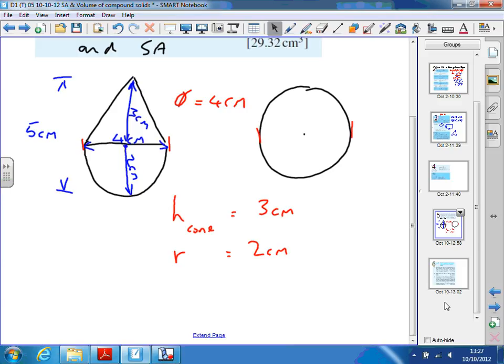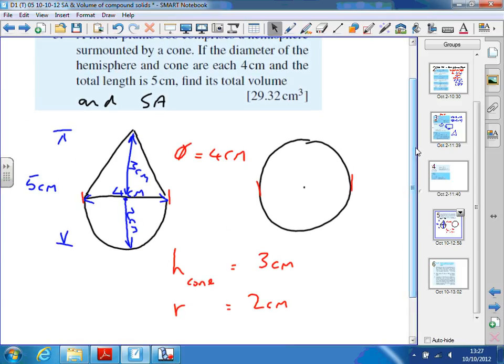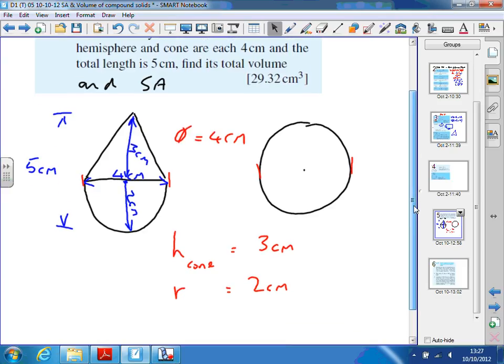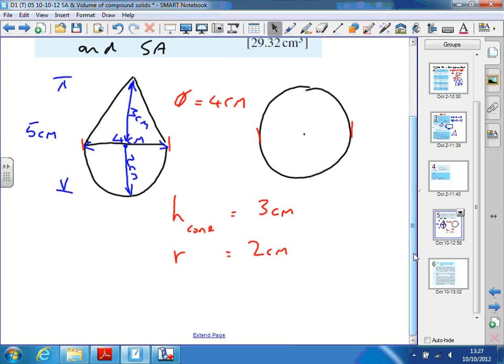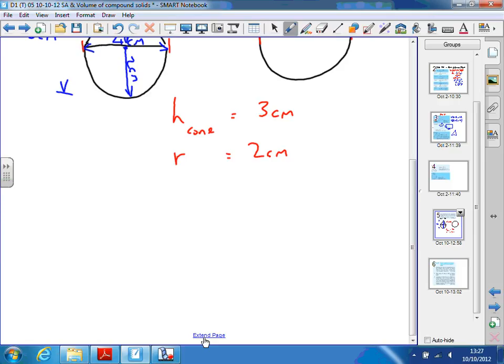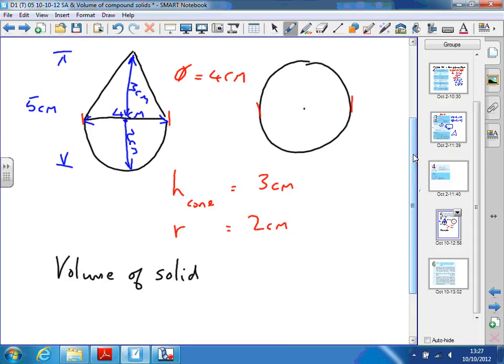So I've got information from the situation. I'm after, in the first instance, the volume, and then I'm after the surface area. So let's focus on the volume for now. How am I going to find the volume of that shape? What's my plan? Volume of solid, let's call it a solid, that's a better word. What's the plan to find the volume of that solid altogether?